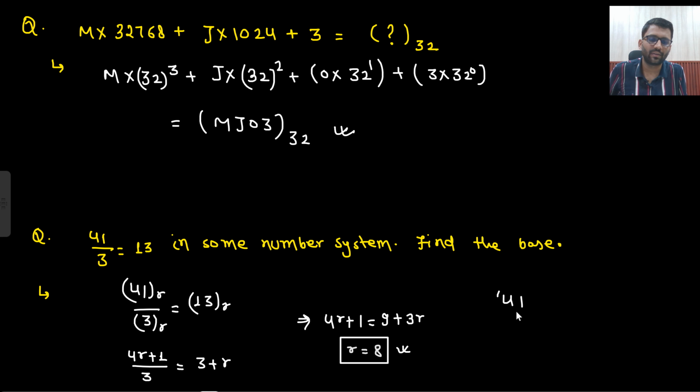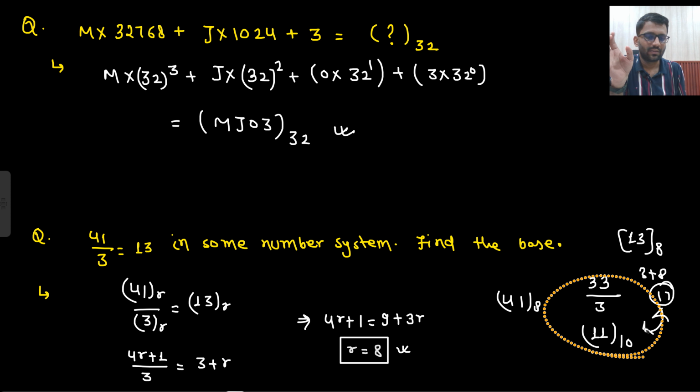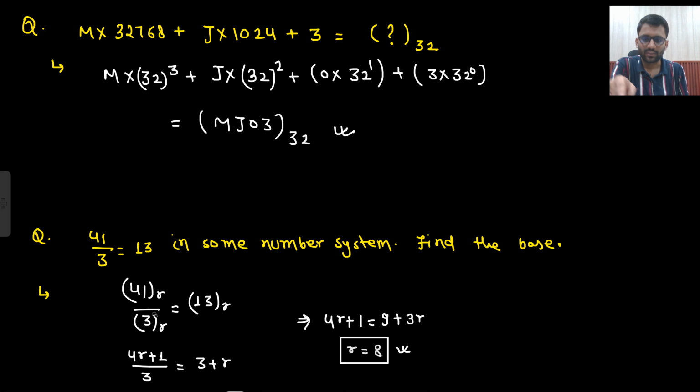So r is 8. So you can perform the calculation. If r is 8, 41 in base 8, that would be 8 into 4, 32, plus 1 into 8 to the power 0, which is 1, that would be 33. 33 divided by 3, what will you get? 11. But you are getting it in decimal. But what answer are they giving? 13. So 13 in base 8 means 8 plus 3, so 11 only you are getting. So the answer is the same. So you can cross verify as well, just putting 8 here. If I put 8 here, I will get the same answer.